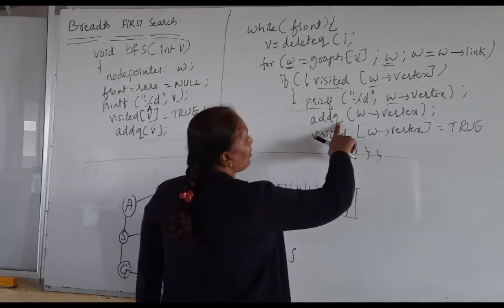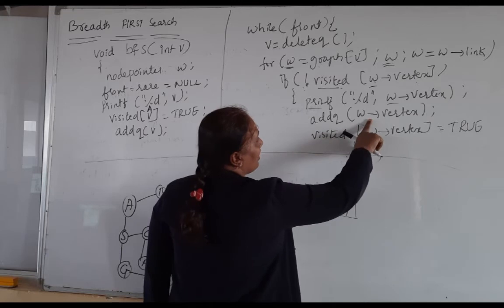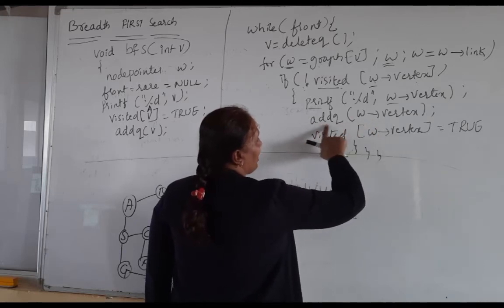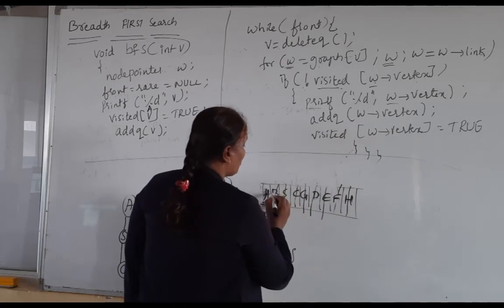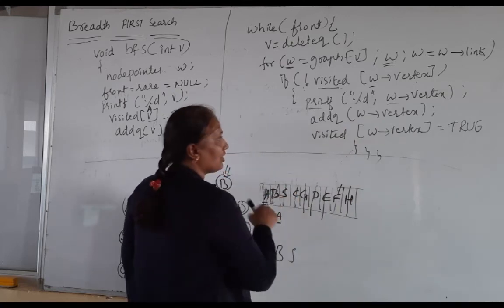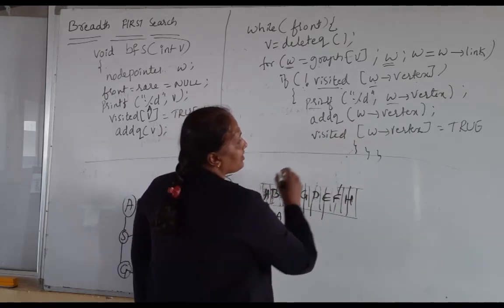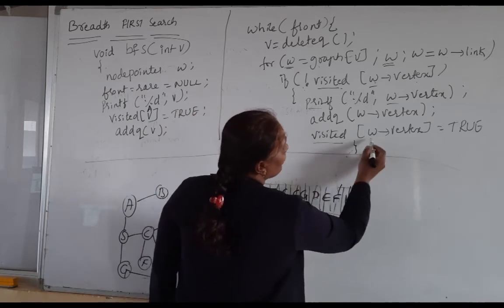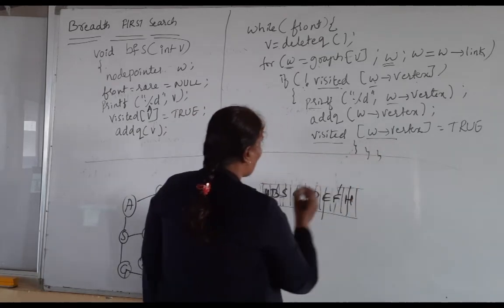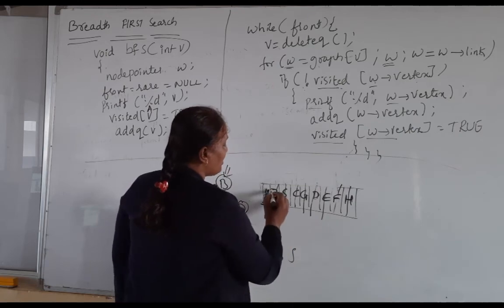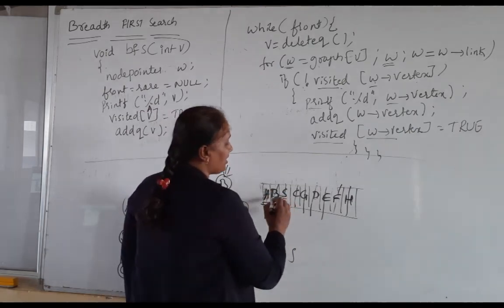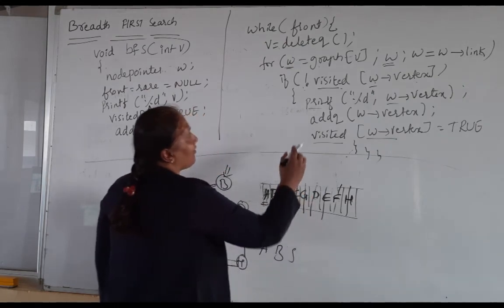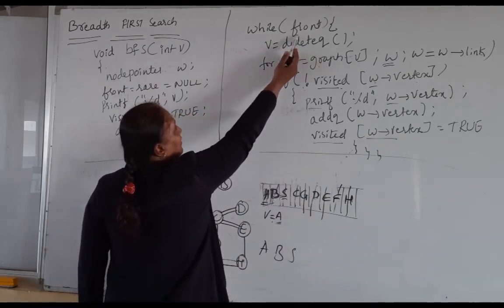After that, you are going to add those into the queue by calling the add queue function with the W vertices. So next we are going to add B and S into the queue. Next, visited of W vertices equal to true. So we are going to make the status of these B and S vertices visited by setting the value to true.